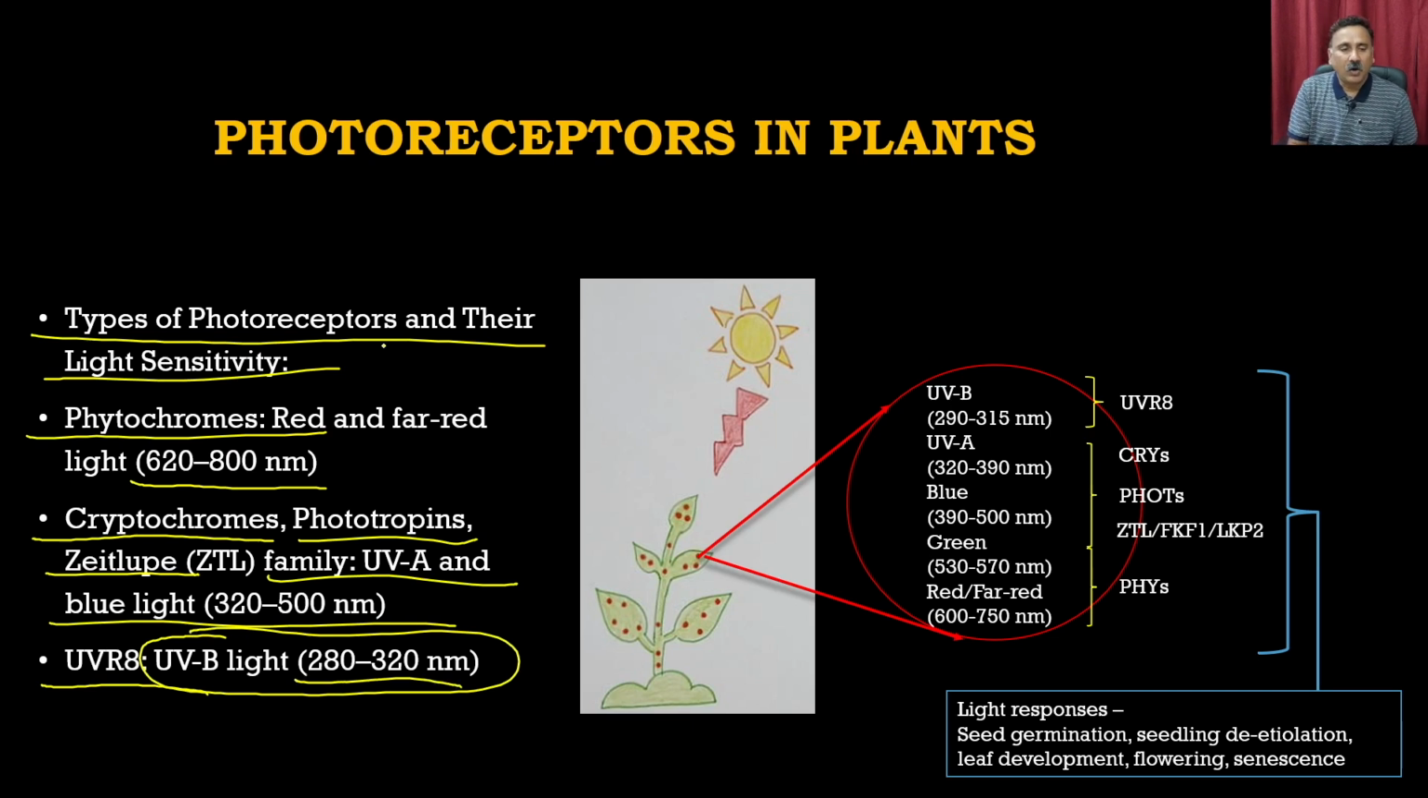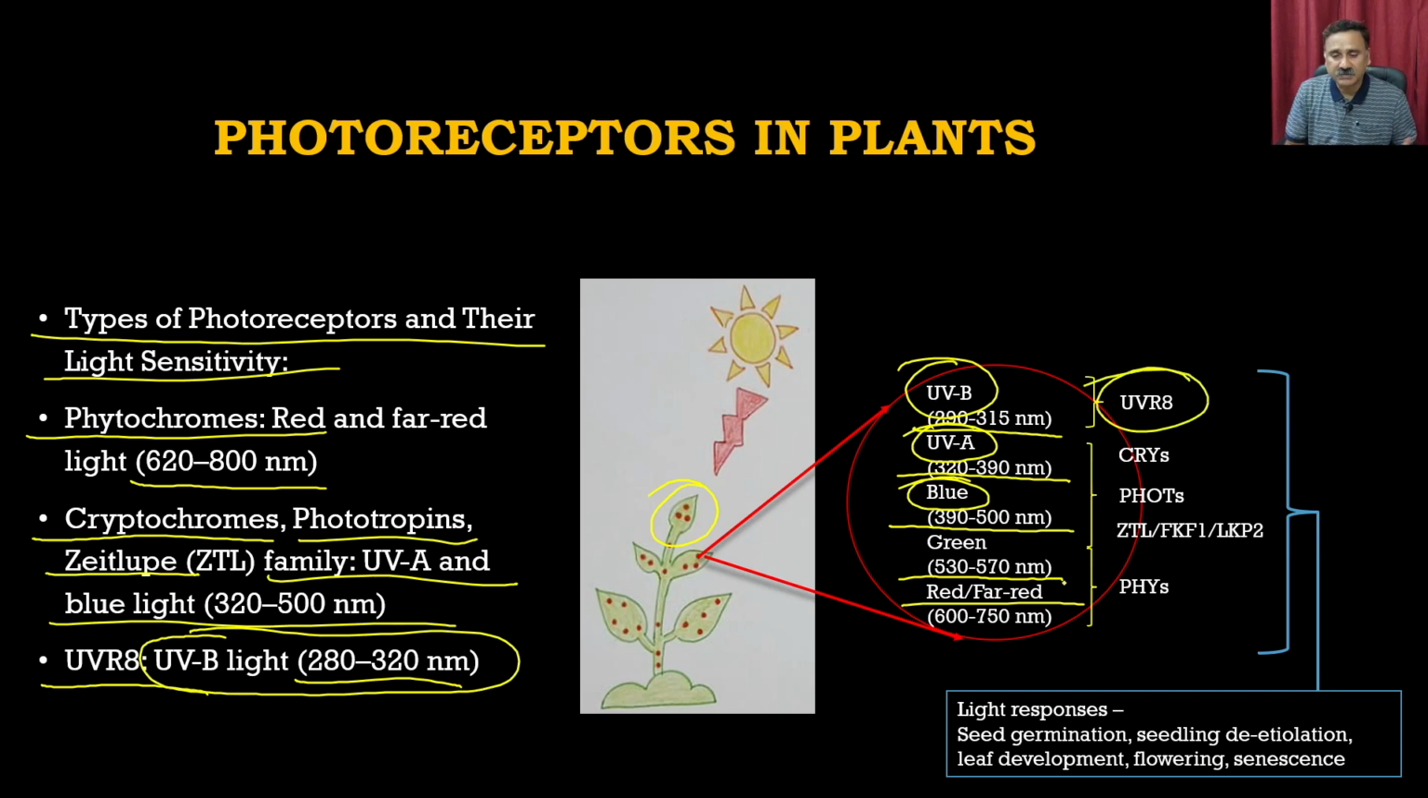All these photoreceptors are mostly present on the leaves, and they absorb light of different wavelengths. They absorb UVB, in the range of 290 to 315, then UVA in the range of 320 to 390. Then you have blue light, in the range of 390 to 500. Then you have green light, in the range of 530 to 570, and red and far red. And for all these, you have different types of photoreceptors.